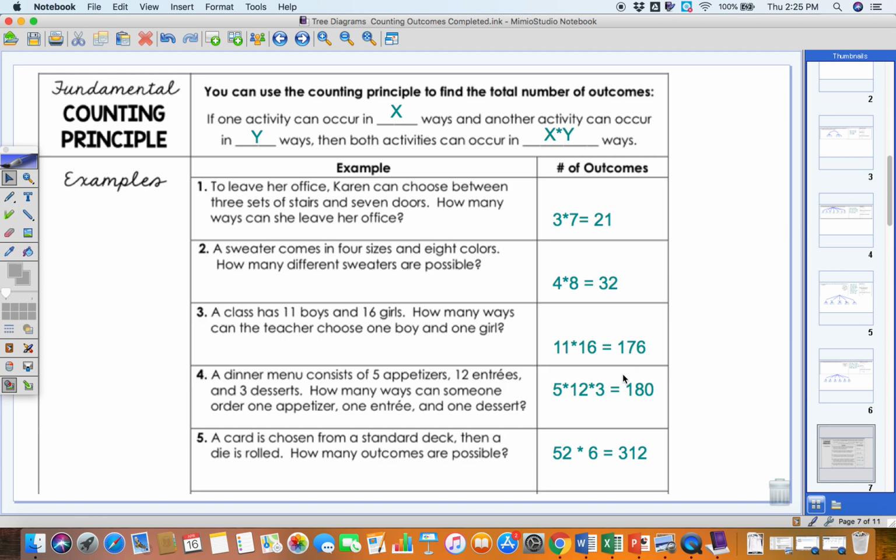On number 4 here, we have 3 options. We have a dinner menu that consists of 5 appetizers, 12 entrees, and 3 desserts. How many ways can someone order 1 appetizer, 1 entree, and 1 dessert? So that's 5 times 12 times 3, which is 180.